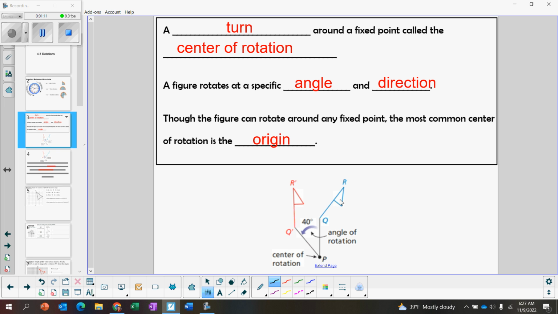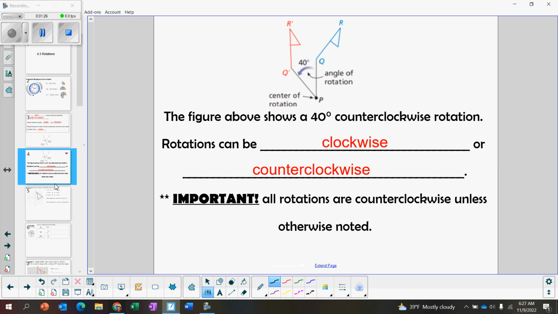All right, and here we have a picture down here of a 40-degree counterclockwise rotation at center P of figure QR to Q prime R prime. So like we just said, it shows a 40-degree counterclockwise rotation.